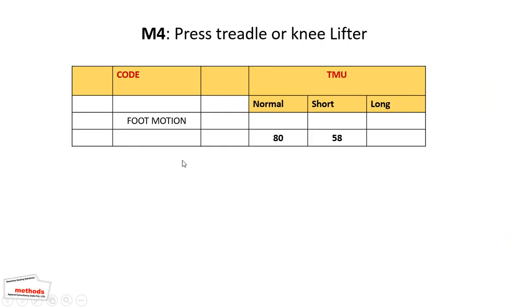This is a press treadle, which is a single foot motion, and this is the second and third foot motion. So this only involves a single foot motion, an F, to press a treadle, or using a knee lifter over here, which is done using a knee and requires again one foot motion.